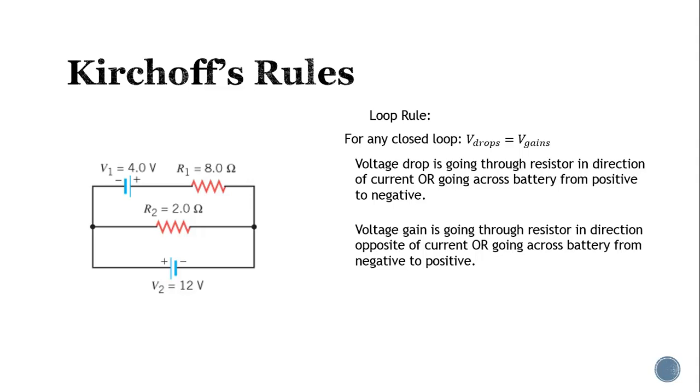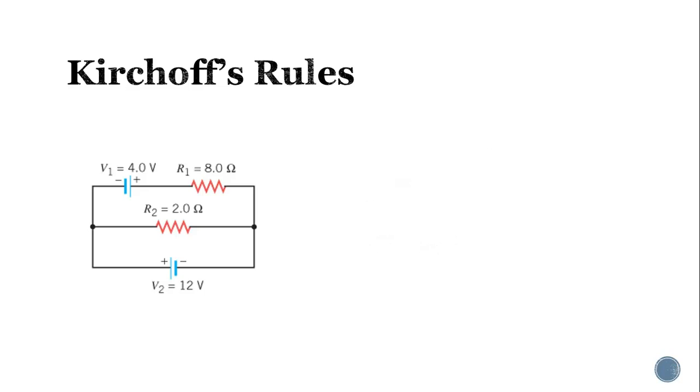In this particular problem, we can actually make batteries voltage gains, resistors voltage drops, and call it good for the most part. The junction rule says at any junction, and there are two junctions here, here and here, the current into the junction must equal the current out of the junction. This is really a statement of conservation of charge, that you can't create or destroy charged particles at a junction.